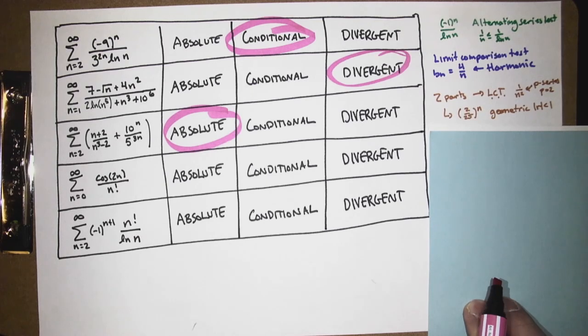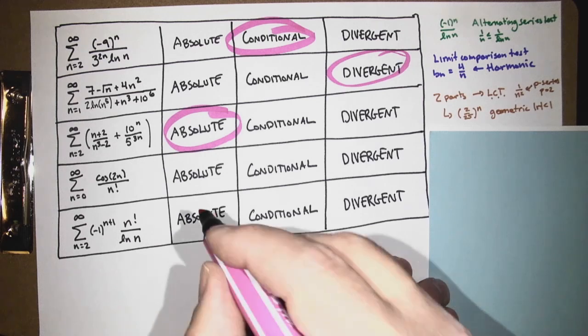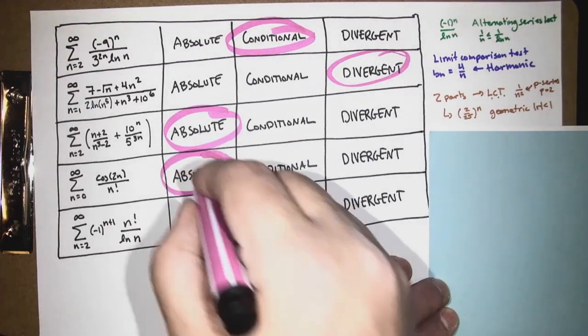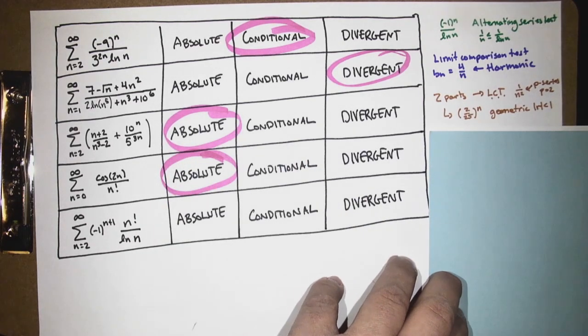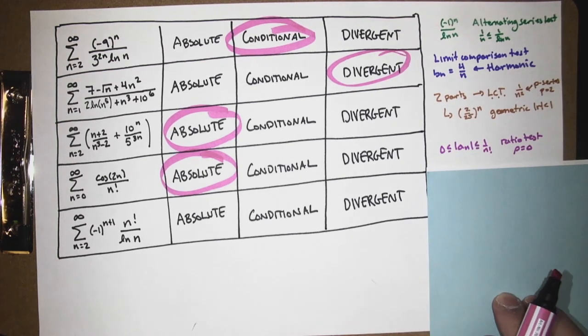Cosine 2n over n factorial. Absolute, conditional, or divergent? Absolute. The top is bounded by 1. 1 over n factorial. That goes to 0 super fast. You can do like a ratio test. You get rho equals 0.